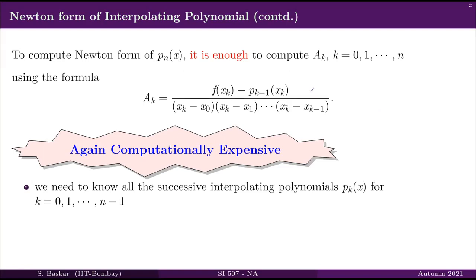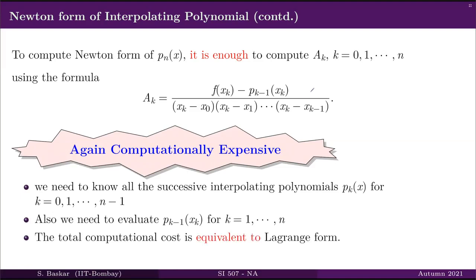As I told, we need to know all the previous interpolating polynomials. When you are computing Pn, you need to know Pn minus 1, n minus 2, and so on up to P naught. Everything should be known. Therefore, you need to evaluate everybody and store them in the memory. So in that way, although I will not give any emphasis on operation counting here, one can see that the total computational cost is in that sense equivalent to the Lagrange form. So there's nothing great that we are achieving by putting the Lagrange form in this special form and calling it Newton's form.